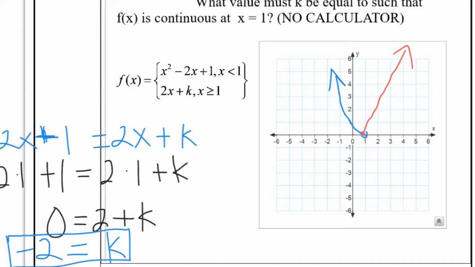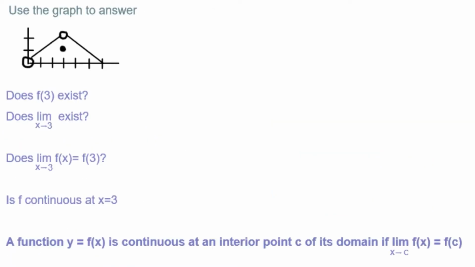Alright? Cool. Alright, let's check this out. So it says use the graph to answer these questions. First question, does f of 3 exist? Does f of 3 exist? Is there a point defined when x is 3? Yeah, it is. So f of 3 exists, yes.